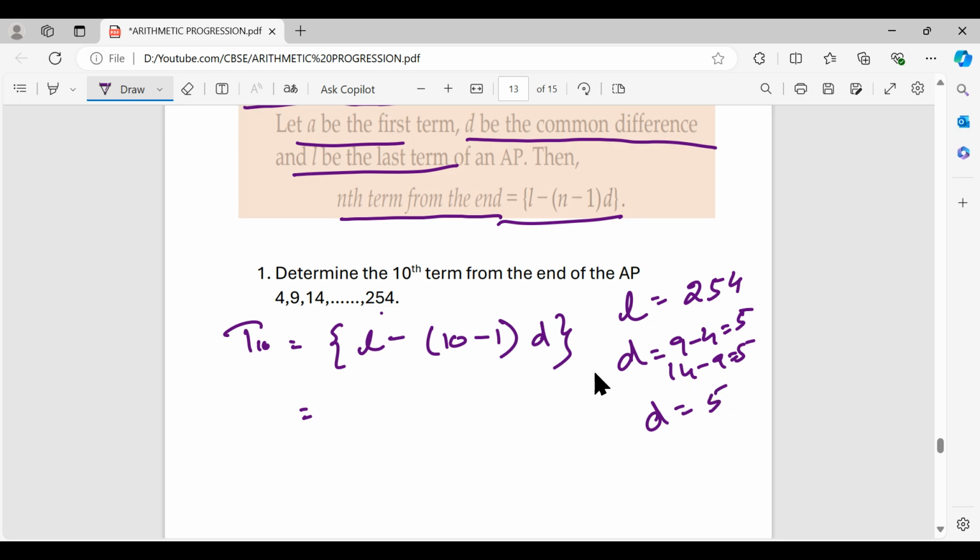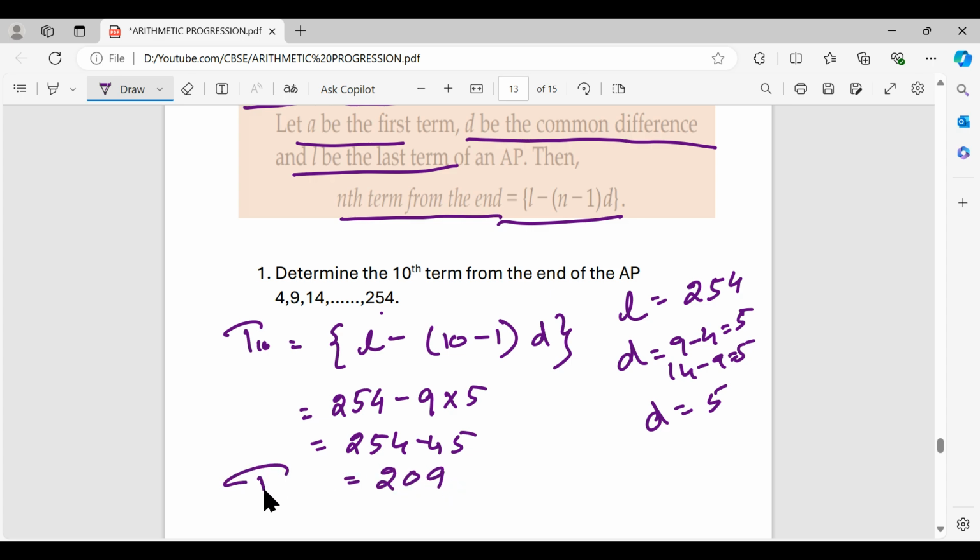So we will substitute the values here. Last term is 254 minus 9 times 5. So you get here 254 minus 45 and then you get 209. So your 10th term from the last is 209. Okay, so I hope this is clear to you.